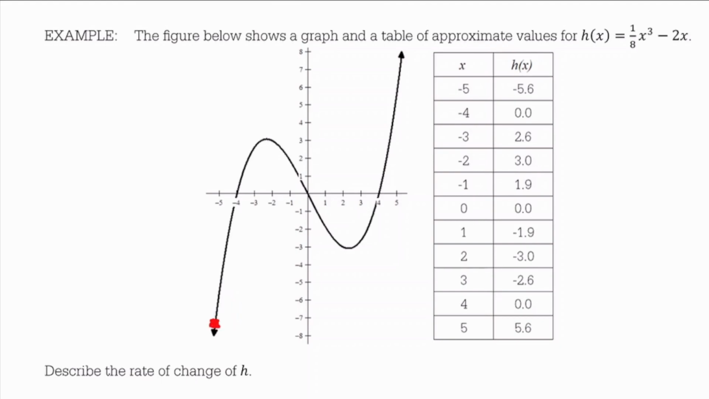As I move left to right, the graph is going up here. So this is what we would consider to be increasing. All through here, increasing, and then we reach a maximum, a place where we switch from increasing to decreasing. And then we decrease for a while, and then we increase again.